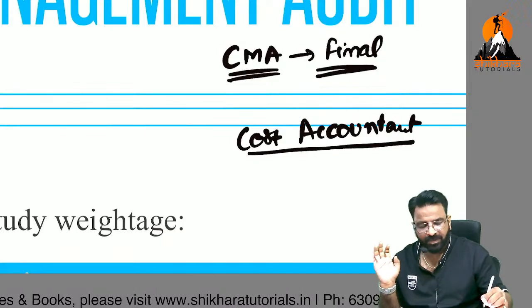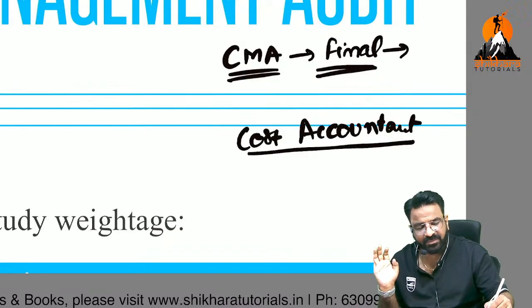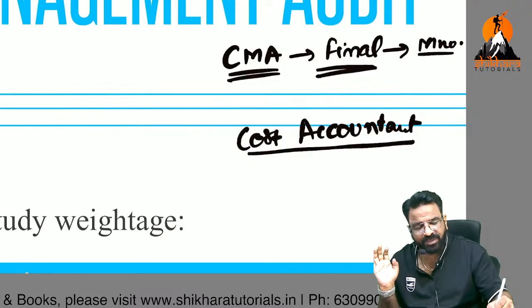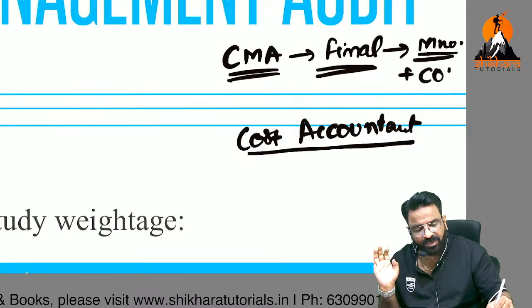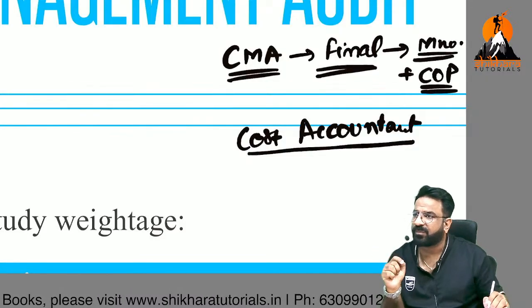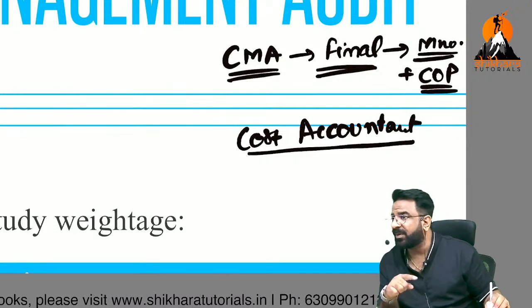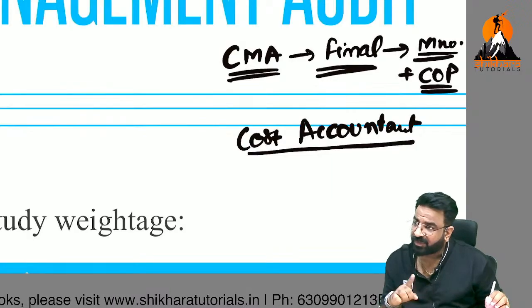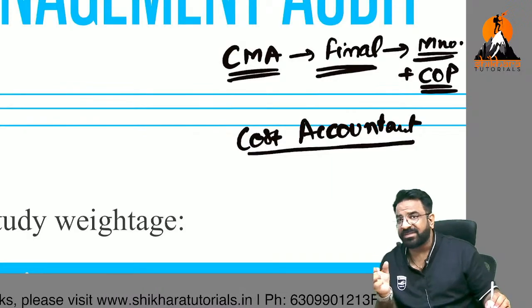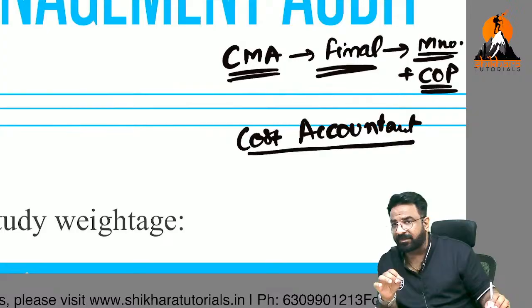you call yourself a CMA qualified person. Am I correct? But after qualifying your final exams, once you hold your membership number plus COP, what is COP, everyone? Certificate of practice. So you will be called a cost accountant. But you will be called a cost accountant, no longer a CMA. So what is the difference between being a CMA and being a cost accountant?